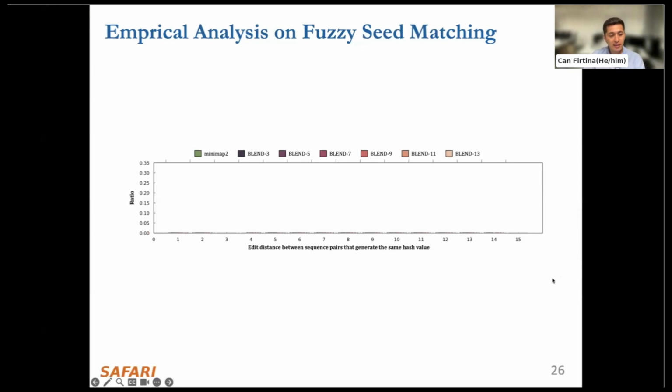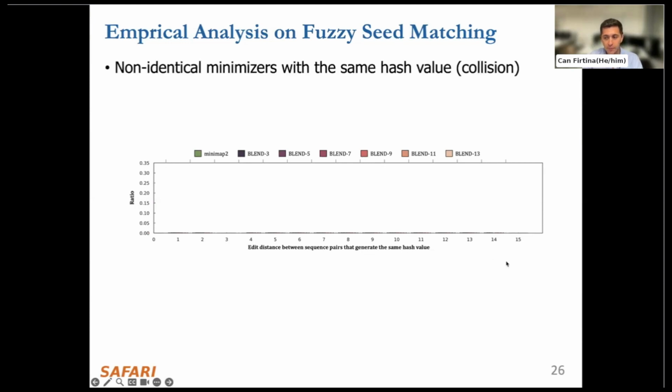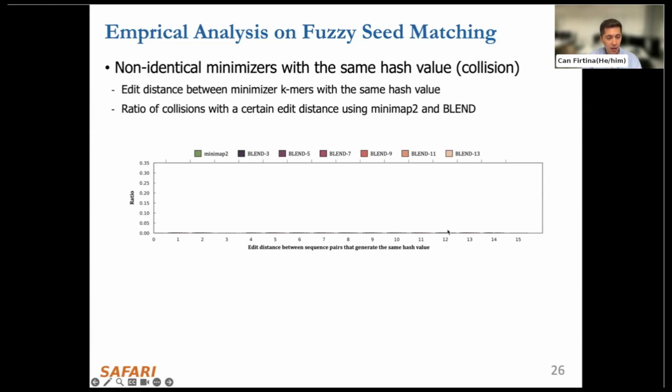Before showing these results, I want to quickly show the empirical analysis that we do on fuzzy seed matching. This figure shows several configurations for Blend and Minimap2. What we do here is identify non-identical minimizers with the same hash value, meaning we identify the collisions. And we show the ratio of these collisions and also the edit distance between each pair of minimizers with a colliding hash value. Our goal in blend is to increase the collision rate for highly similar seeds while keeping the same collision rate for dissimilar seeds.